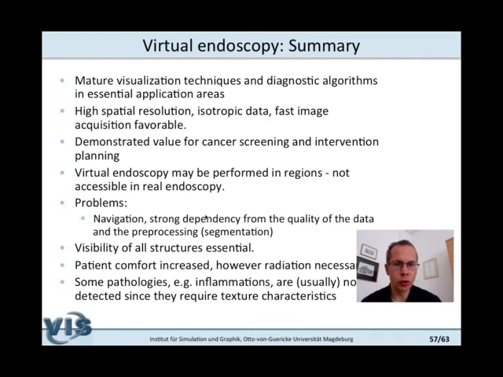Compared to real endoscopy, virtual endoscopy increases patient comfort quite considerably, and with this also increases the acceptance of this type of screening investigation. However, CT involves radiation, and high quality CT data with a high spatial resolution involve a bit more radiation than lower quality CT data sets, so that cannot be completely neglected.